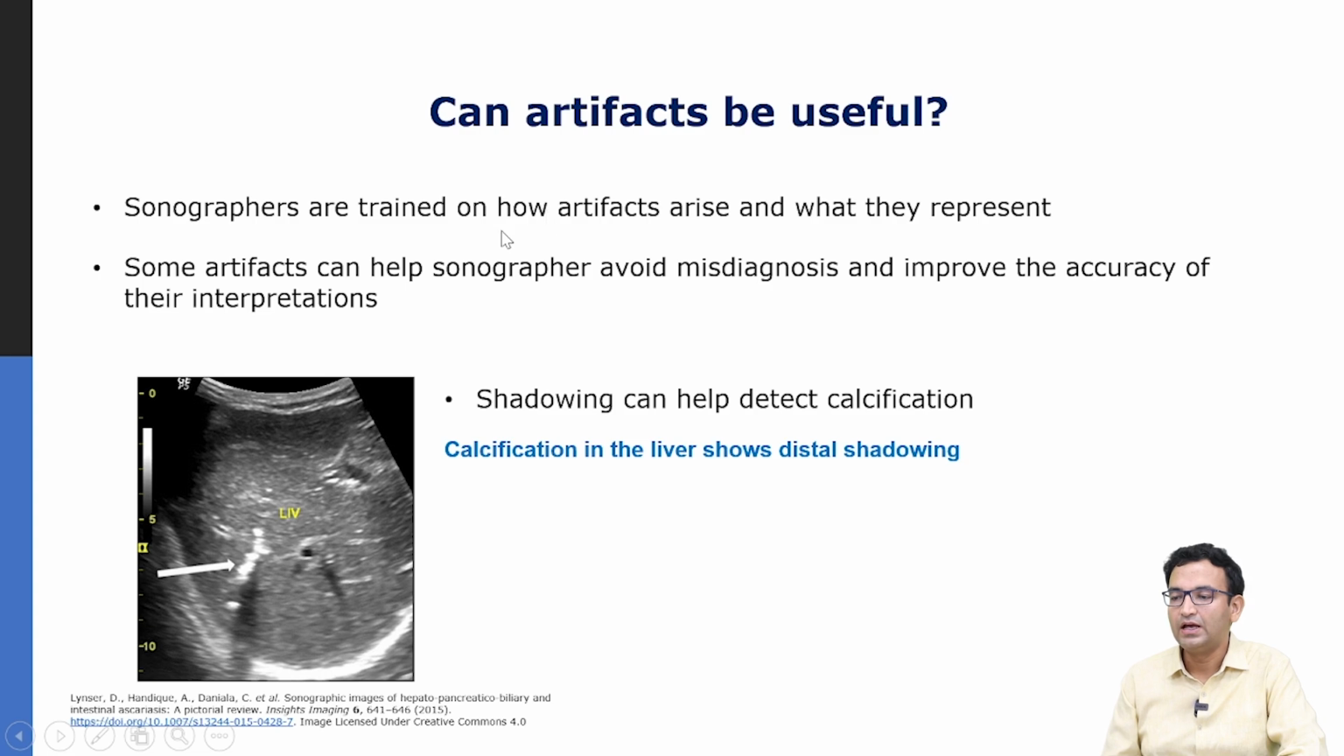Like I was saying, sonographers are trained on how artifacts arise and what they represent, and some artifacts can in fact be useful to the sonographer because they avoid misdiagnosis and improve the accuracy of their interpretation. For example, if you have shadowing in a certain tissue which is supposed to be soft tissue, one can assess that this is some kind of foreign body, or this can also be calcification. This is an example in the liver where there is calcification and it shows distal shadowing, and therefore it can easily be identified.